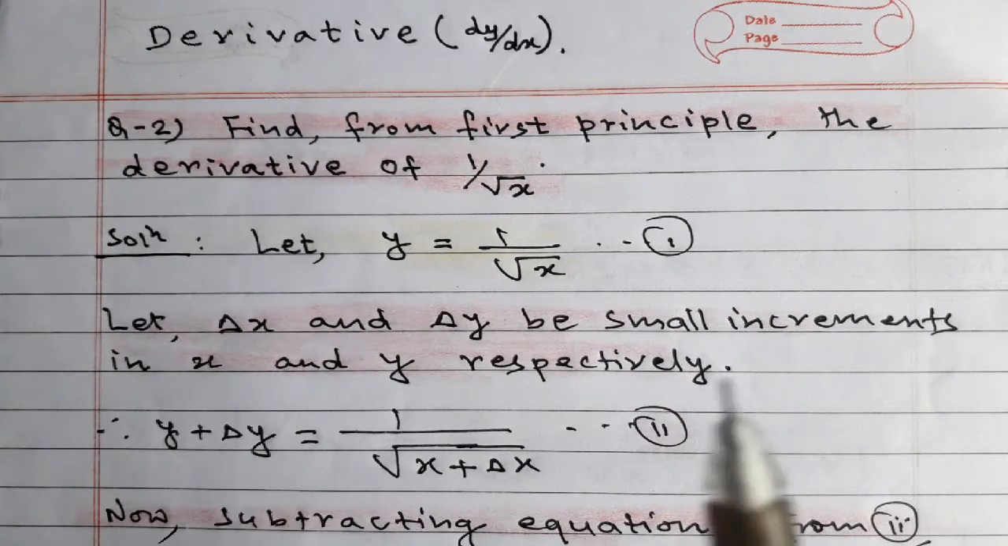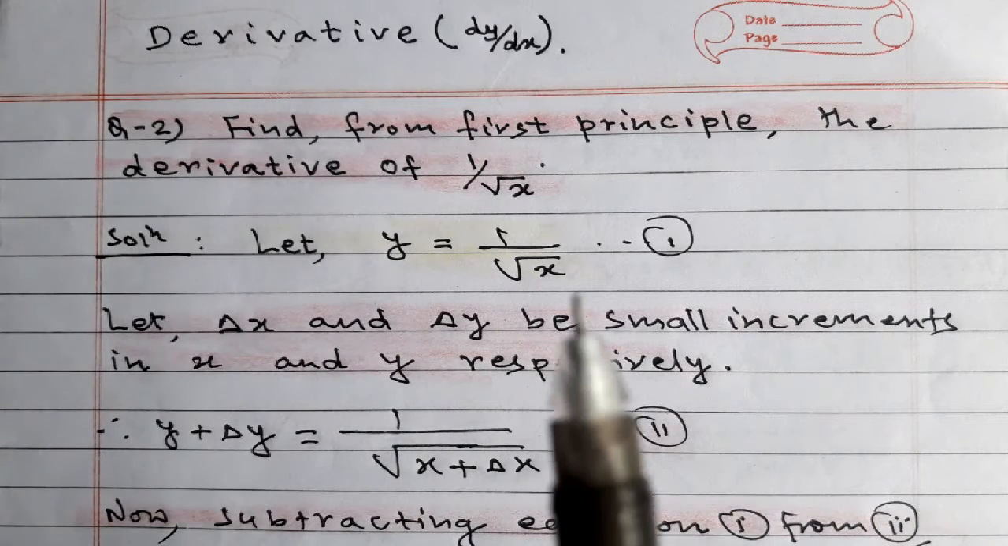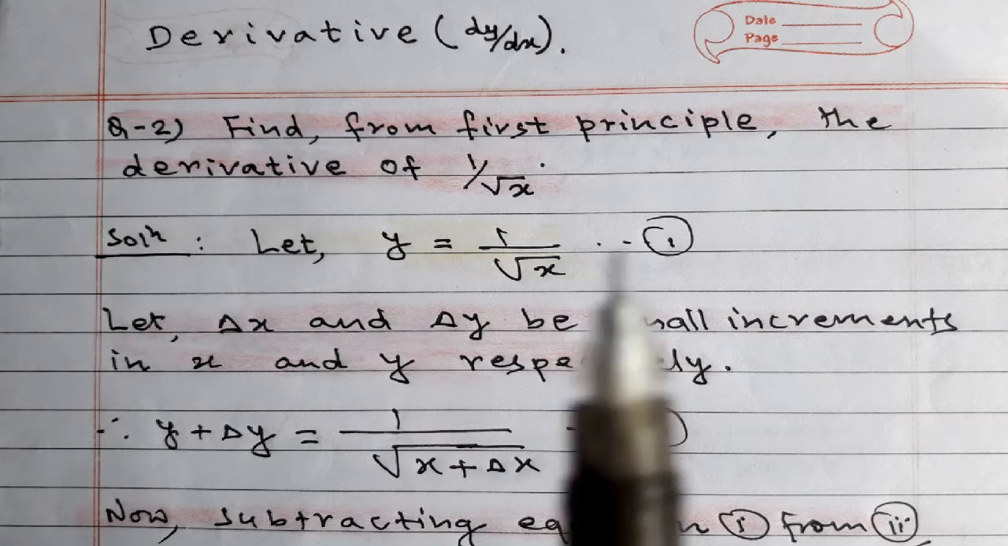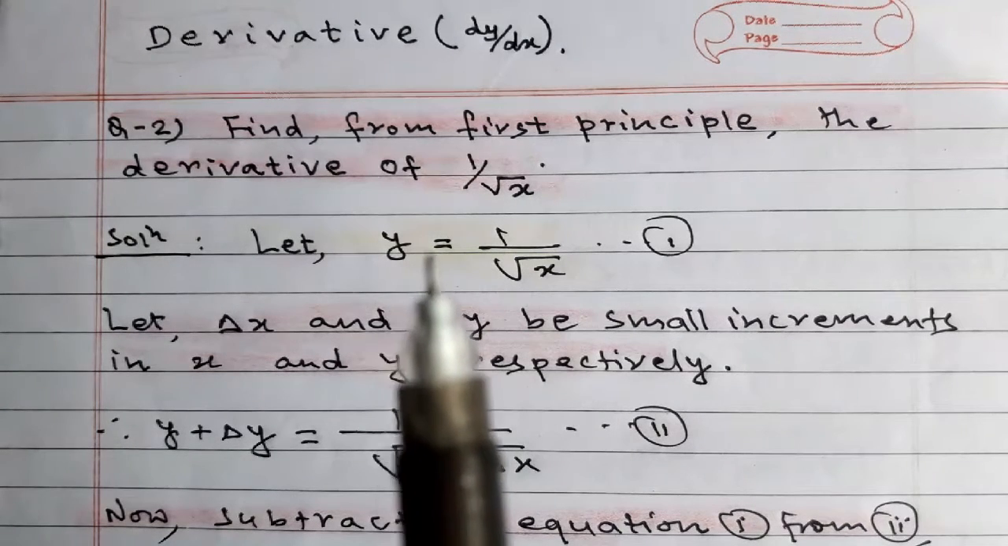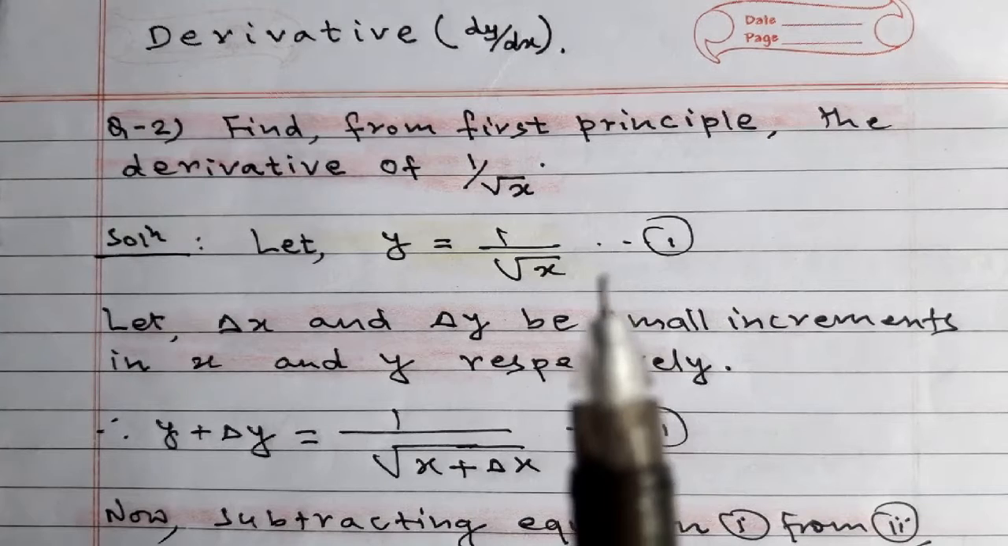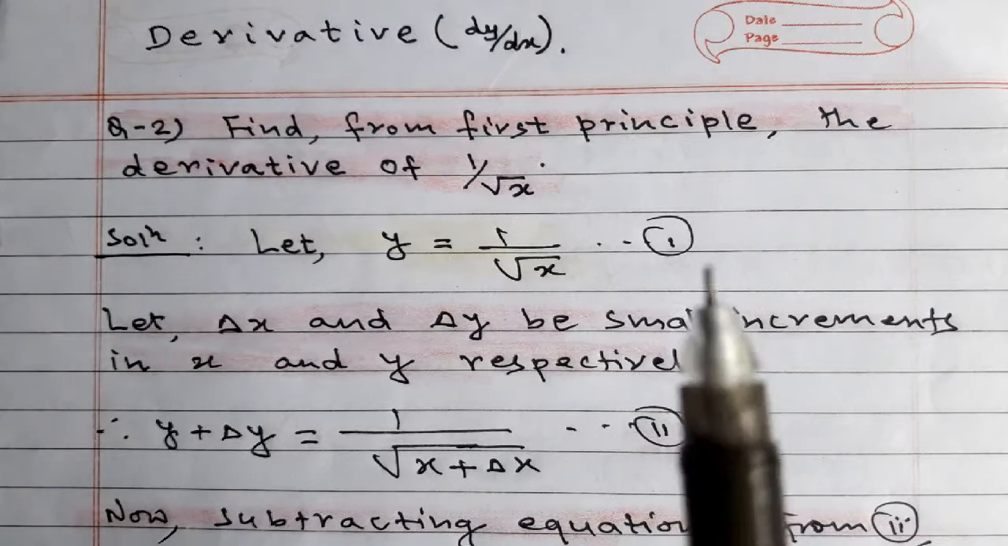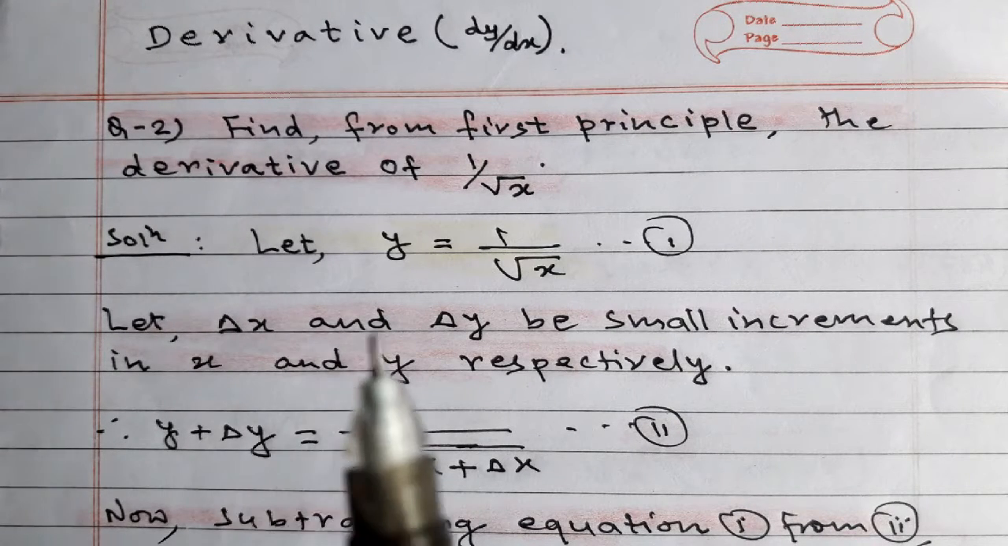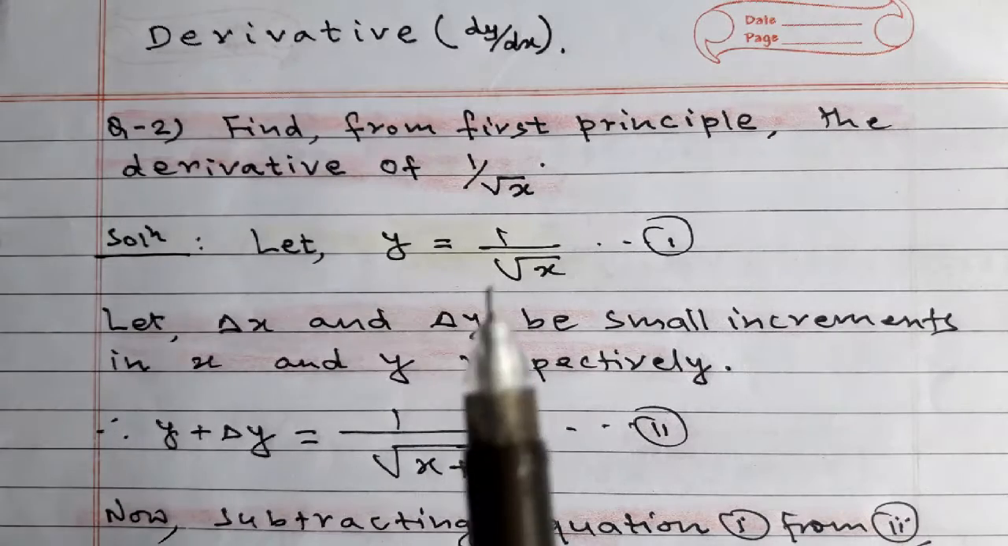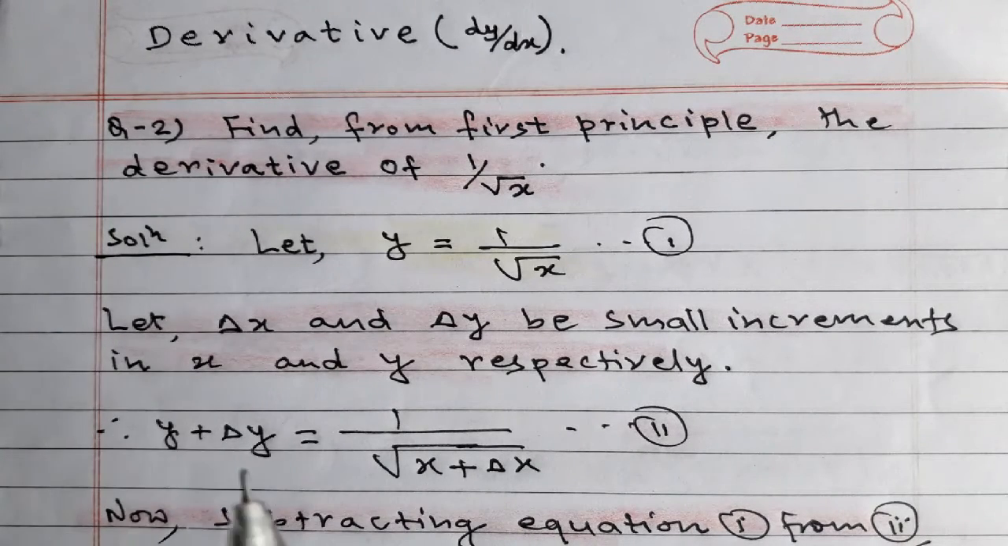Let delta x and delta y be small increments in x and y respectively. We have to add delta x and delta y to both sides. That means we have to add delta y in y and we have to add delta x in x. Then we'll get the second function, or we can say second equation: y plus delta y is equal to 1 by root x plus delta x. Increasing y in the given function by a small increment delta y and increasing x by the small increment delta x, we get y plus delta y is equal to 1 by root x plus delta x, which is the second function, or we can say equation 2.